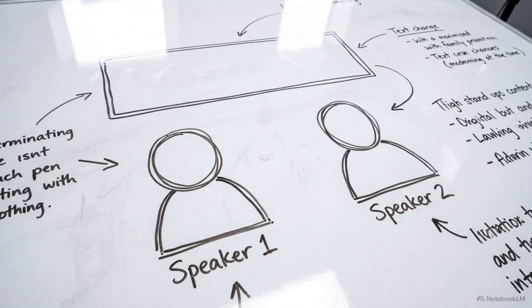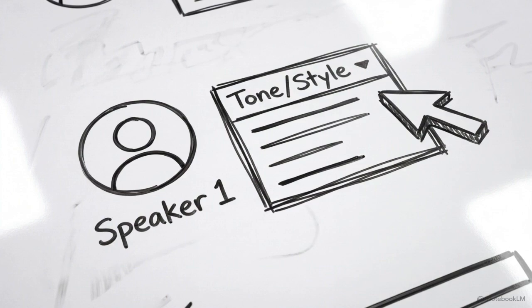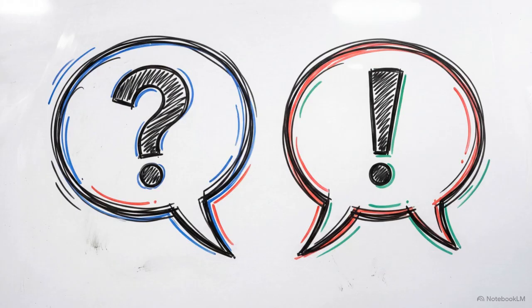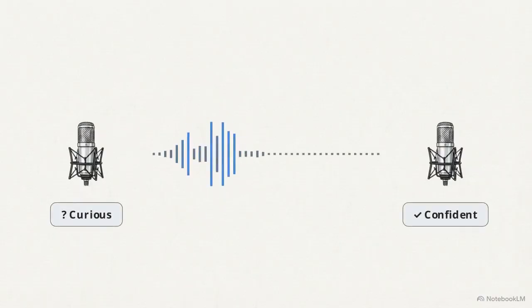Inside Google AI Studio, there is a multi-speaker feature that can turn a written script into a conversation. You just paste in your dialogue and assign a style to each speaker. For example, you can make one person sound curious while the other sounds more confident and clear. This setup generates a back-and-forth dialogue with natural pacing.